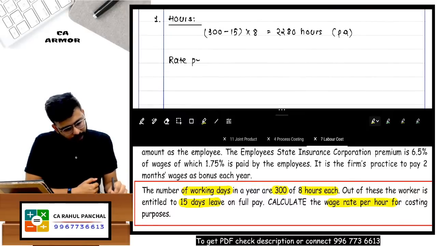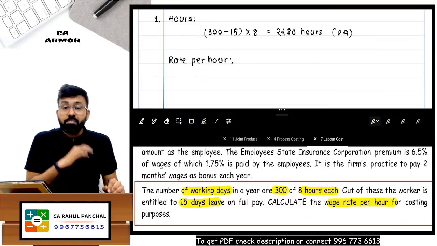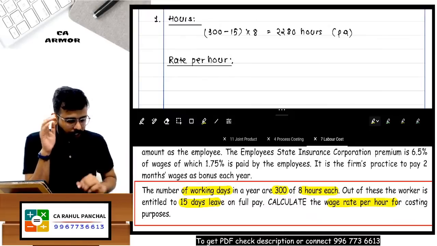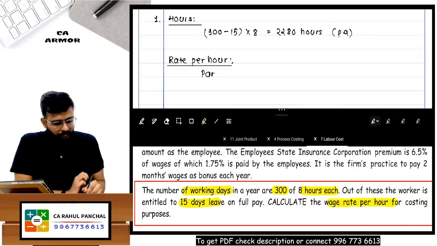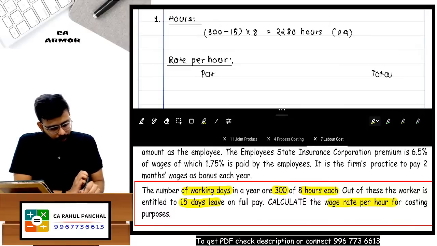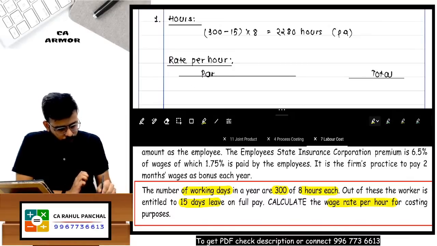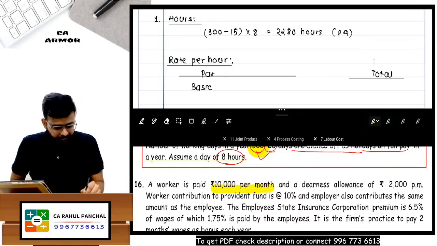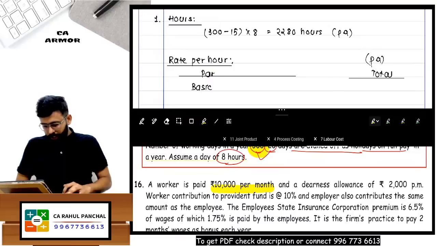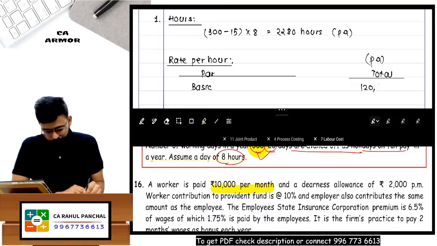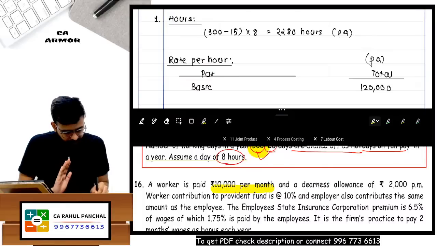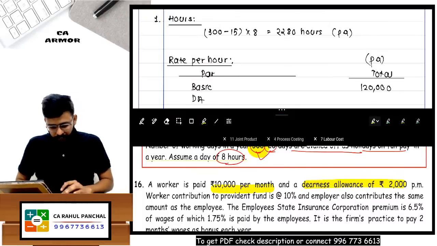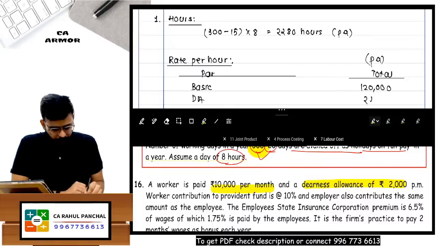Rate per hour. Now when I say rate per hour, a 5 marks question can come from this. Be very careful. Now when I say rate per hour, I will write particulars and the total column, and now I will write one by one the cost. First of all, worker is paid this much wages. Basic wages is 10,000, but I need 1 year's cost, right? Per annum is my window. So 10,000 into 12, sir, you will get 1,20,000. Then there is a dearness allowance, which is again 2,000 into 12. So I will get 24,000.